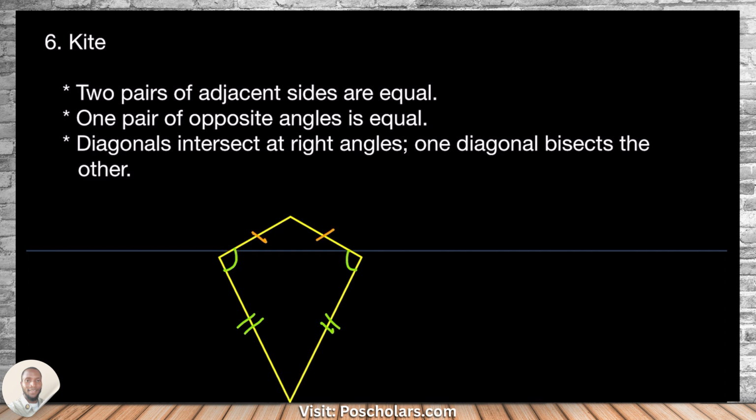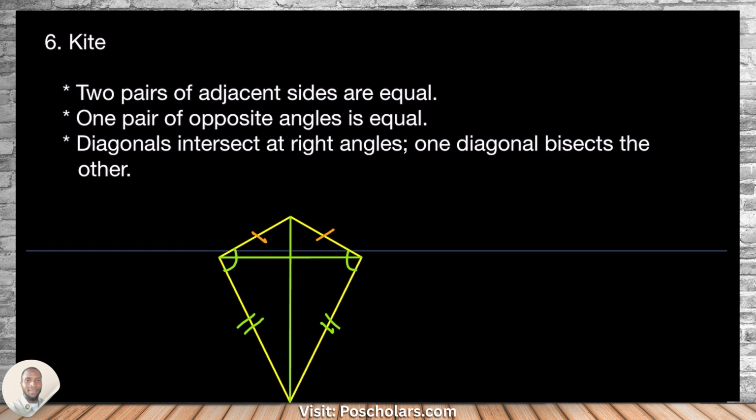So diagonals intersect at right angle. Let's establish that. The diagonal is running from this point to this point, and from this point to this point, right? So diagonals intersect at right angles. That means the angle subtended at the point of intersection is 90 degrees.